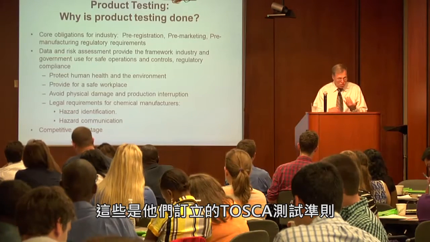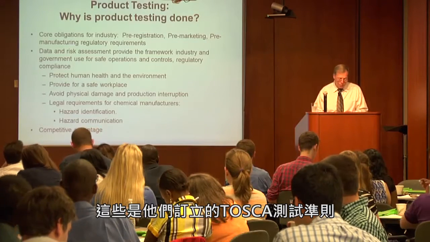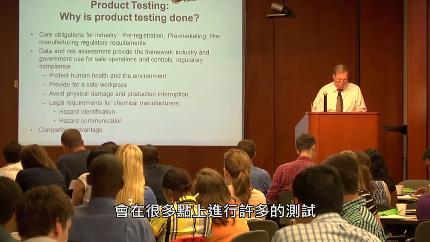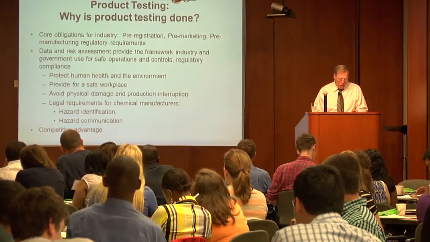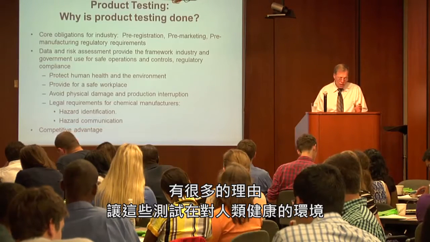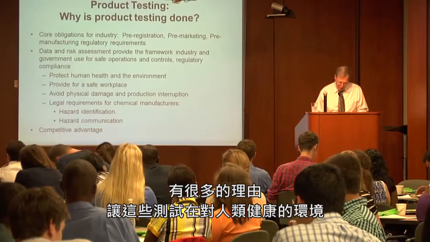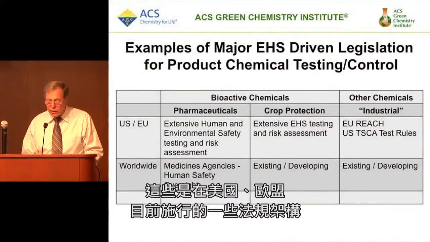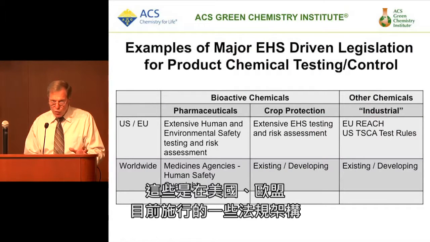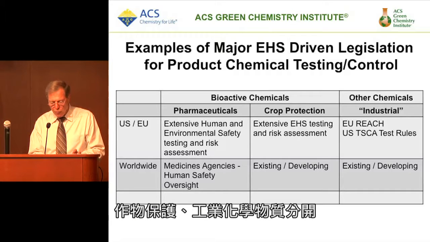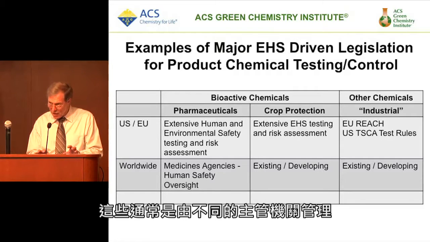So there are these things called TSCA test rules that get generated. But there is a lot of testing done. It can occur at various points in a product life cycle. It has a lot of good reasons for being conducted: human health, environment, safe workplace. And these are some of the regulatory frameworks that are out there in the US, EU. You see I've divided biopharmaceuticals from crop protection, from industrial chemicals. These tend to be regulated by different agencies.